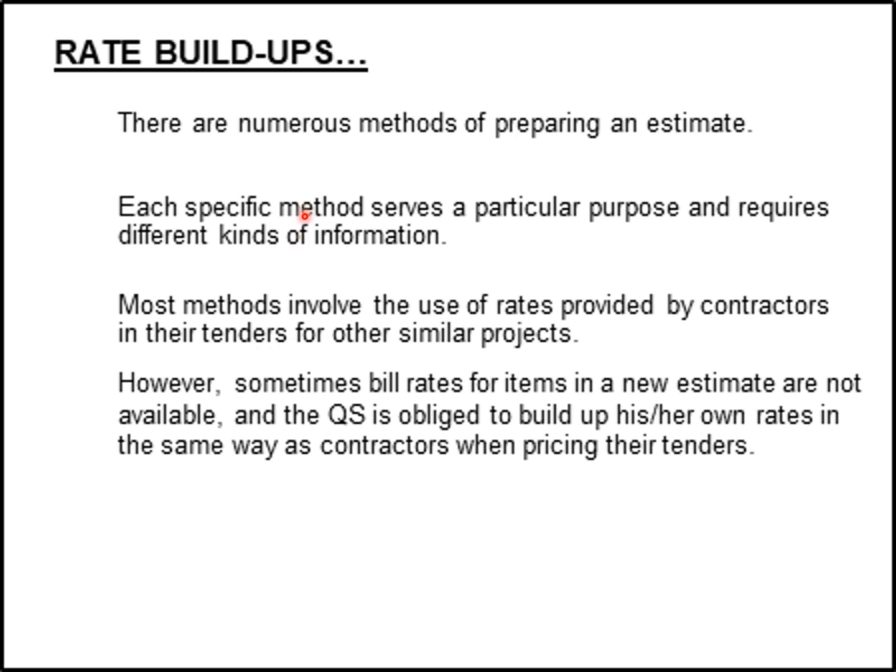There are numerous methods of preparing your estimate. Each specific method serves a particular purpose and requires a different kind of information. Sometimes you will have the information available, sometimes you have to build up your own rates. Most methods involve the use of rates provided by contractors and their tenders for similar projects. So you take your BOQ rates and translate them into the correct unit. However, sometimes the bill rates for items in a new estimate are not available, and the QS is obliged to build up his own rates.